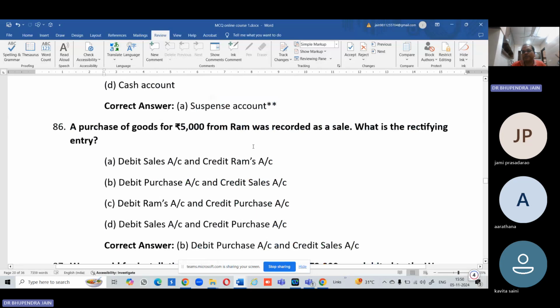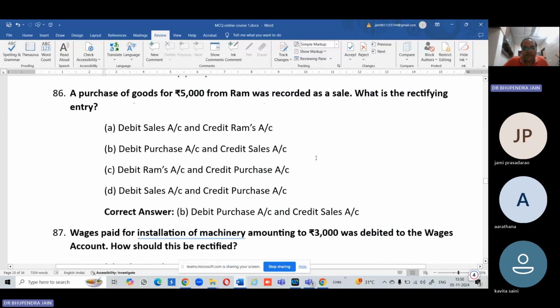Not possible to rectify the mistake in a correct manner, then you can transfer the remaining amount to a suspense account. Purchase of goods for rupees 5,000 from Ram was recorded as a sale. What should be the correct entry?